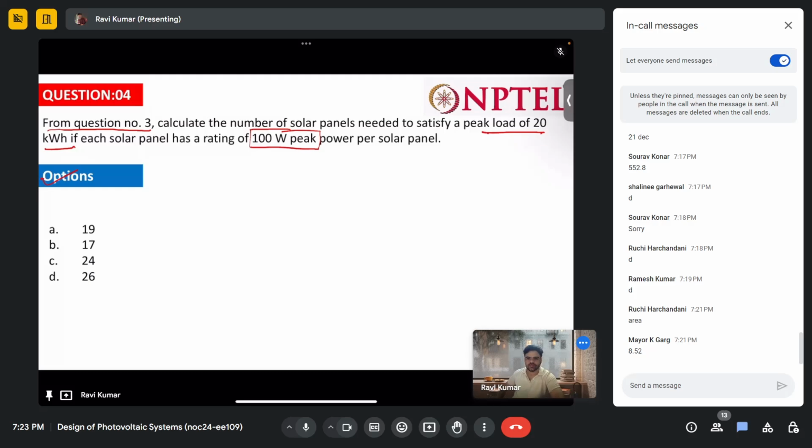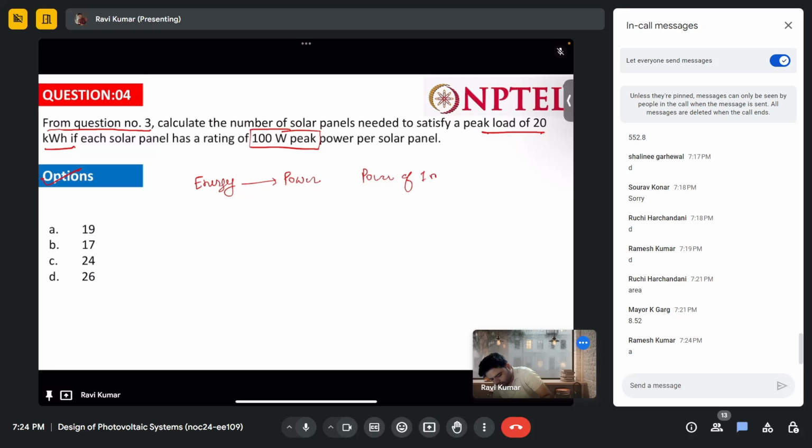Very simple problem. See, we have been given the energy, convert it into power, and we have the power of one module. Using these, calculate the number of modules required. Ramesh said A.